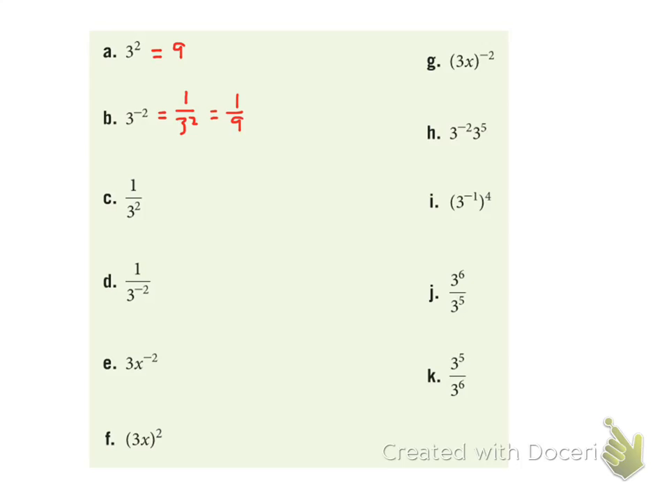How about C, Cody? I guess on this one, I got 9. Well, notice there's no negative exponents on that one, so don't flip it. So what should you end up with? Did I just do 1 over 9? 1 over 9. There you go. You just need to square the 3 to get the 9.